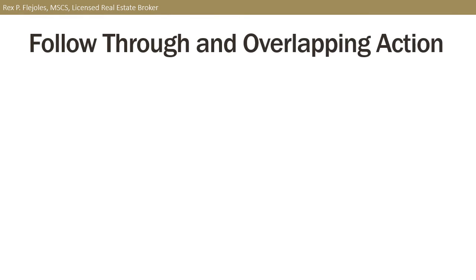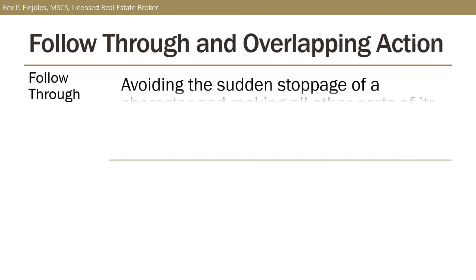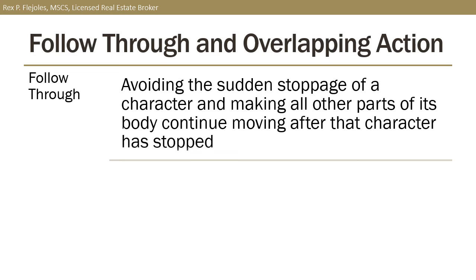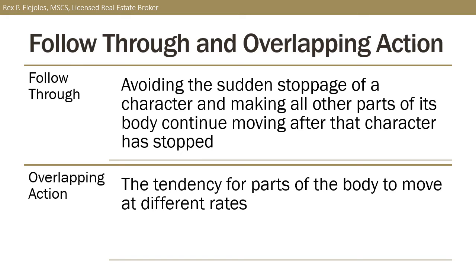On follow-through and overlapping action. These are two concepts that together help to represent movement more realistically. Follow-through consists in avoiding the sudden stoppage of a character and making all other parts of its body continue to move after it has stopped in order to catch up with the rest of the main mass. The main purpose of the overlapping technique is to avoid any robotic effect and give more fluidity to the character's movement. Overlapping action is the tendency for the parts of the body to move at different rates.